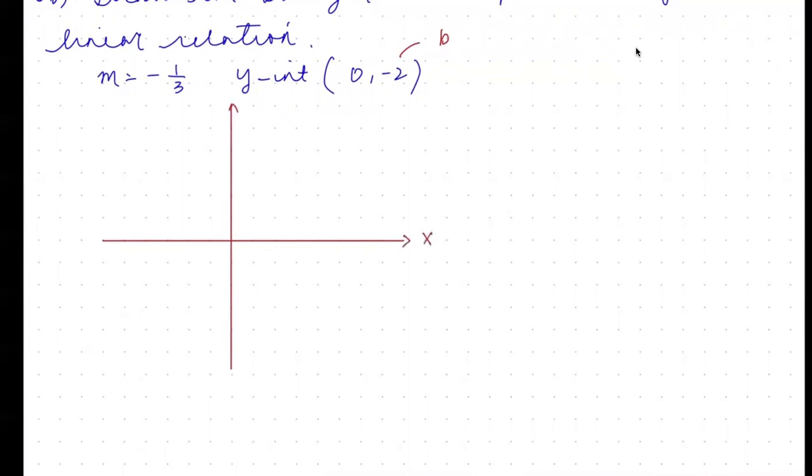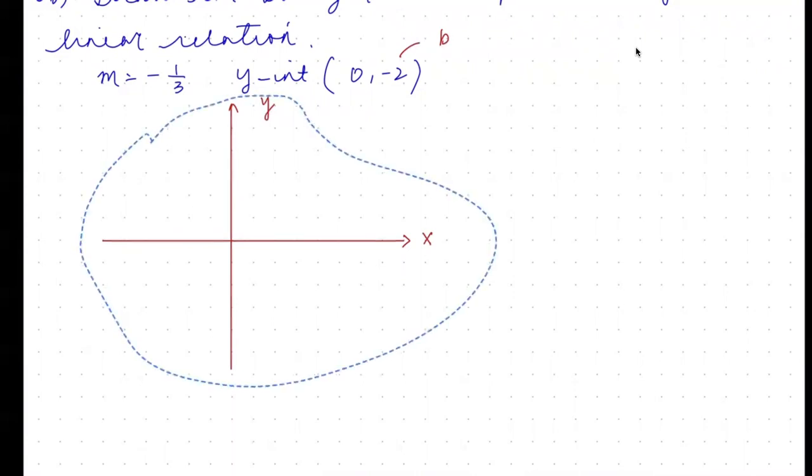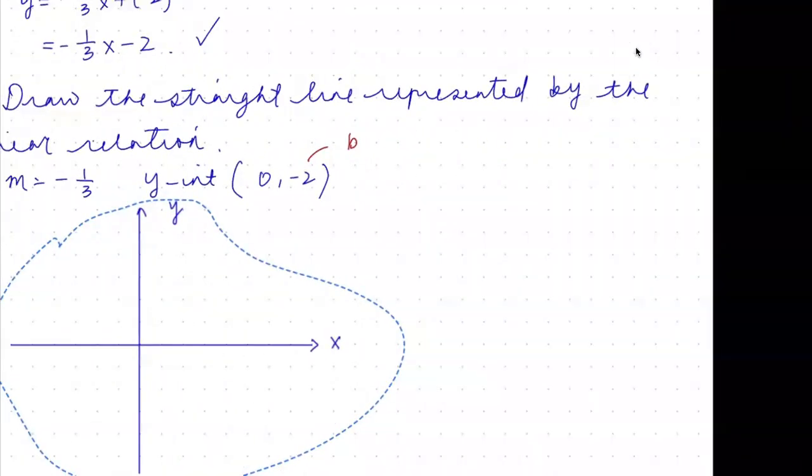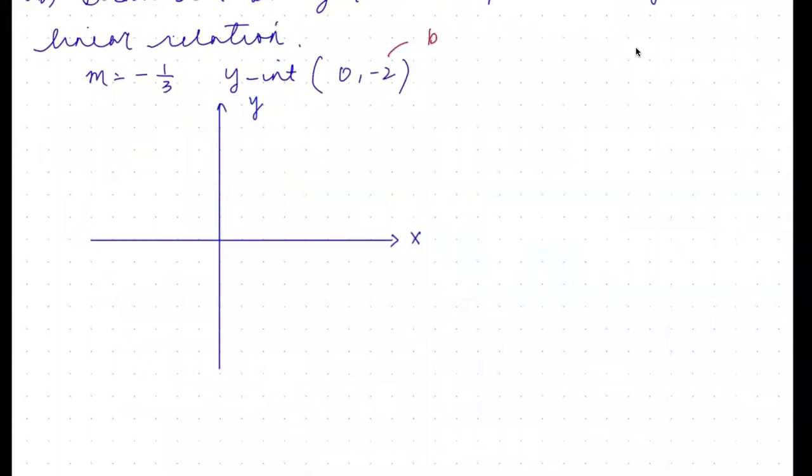So again, this is the x-axis and this is the y-axis, right? First step, we plot this point in the coordinate plane: 0, -2. The x coordinate is 0, so we don't change on the x-axis. Y is -2, so we go down by 2 units. 1, 2. So this point is 0, -2, right? So this piece of information has been used.